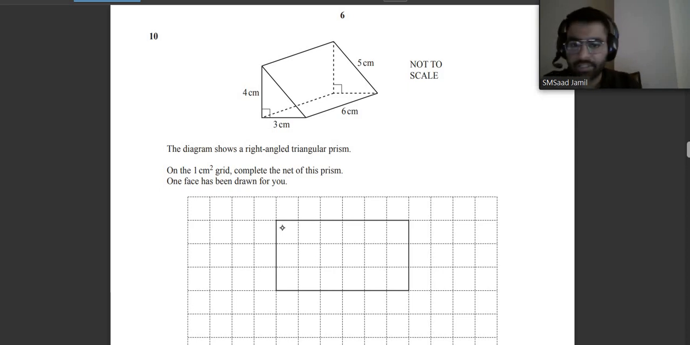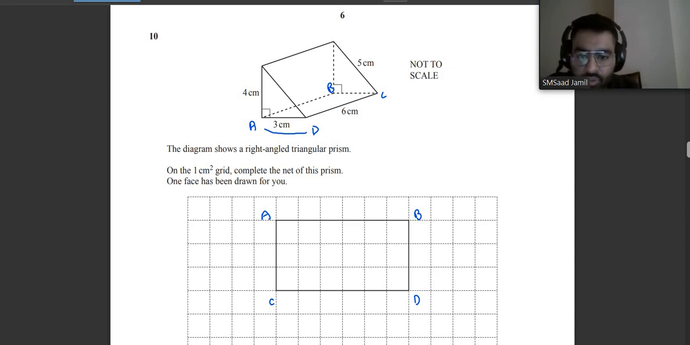Basically, let's say that this point is A, B, C, D. And let's make A, B, C, D here as well. Look, AD is 3. And if you look how many boxes are there, 1, 2, 3. So this is also 3. AB is 6. And look, 1, 2, 3, 4, 5, 6. This side is also 6. So we know that the base has already been made.